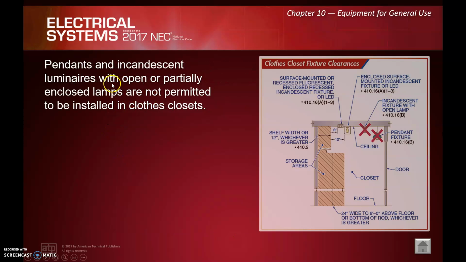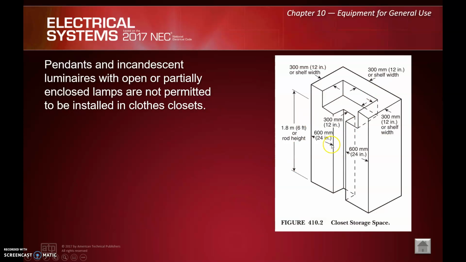Right. Pendants and incandescent luminaires with open or partially enclosed lamps are not permitted to be installed in closed closets. Again, hopefully you remember this well from year 1 as well. But if we have surface-mounted or recessed fluorescent, enclosed recessed incandescent fixtures, or LED, we need to be at least 6 inches. Where it is an enclosed surface-mounted incandescent fixture or LED, we need to be 12 inches. And there's just no surface-mounted incandescent or pendants in the closets whatsoever. And the NEC actually uses this diagram, which I think is pretty nice as well. But you'll find that in your NEC. 410.2 is this image.